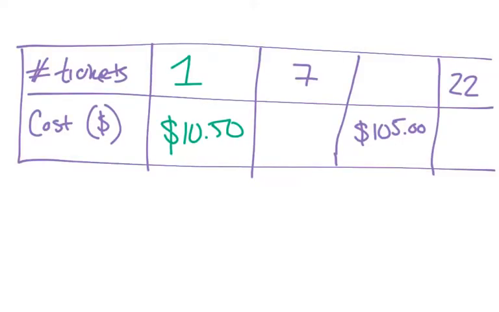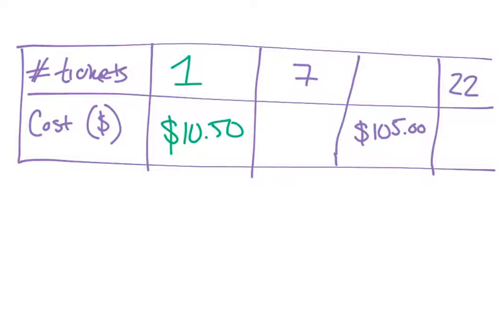This ratio table has more of a concrete connection. It's not just comparing shapes. This is the number of tickets you buy and the cost of each ticket. So ratio tables do not have to have whole numbers in them. As you can see, the cost is $10.50. So we're working with some decimals here.